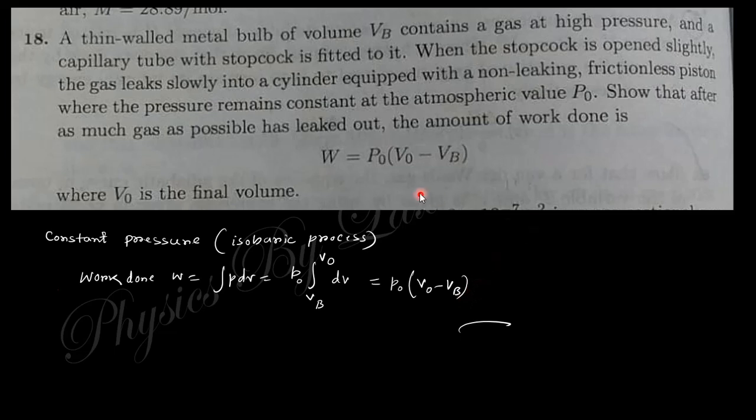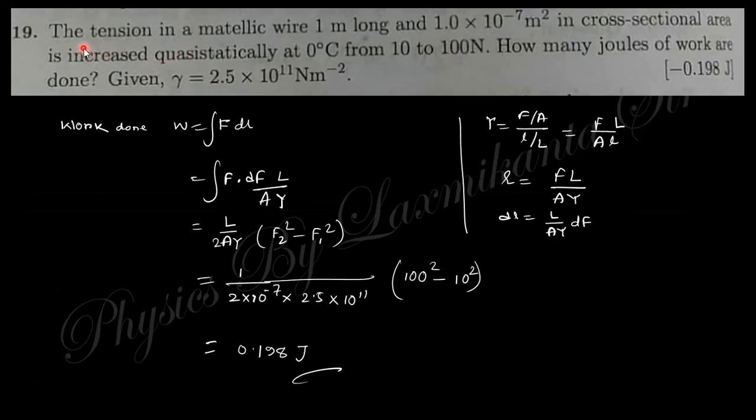Clear? I think this is very easy. So let's go to the next question. Next question says the tension in a metallic wire, 1 meter long, with this area, is increased quasi-statically at 0 degree centigrade from this to that. So the force increases from this value to that one. You need to find out the work done.